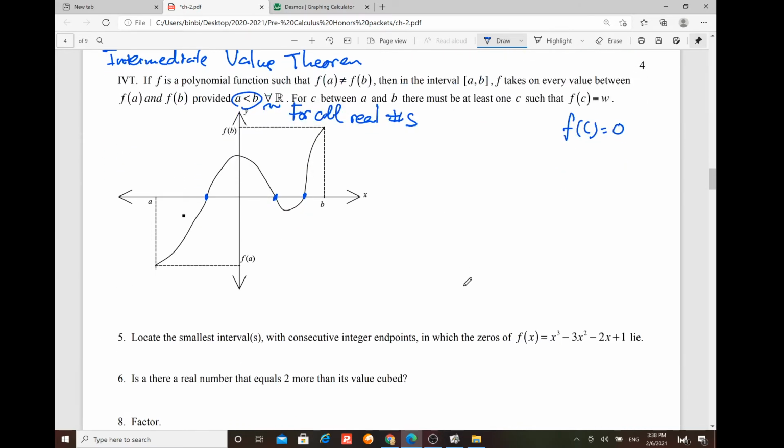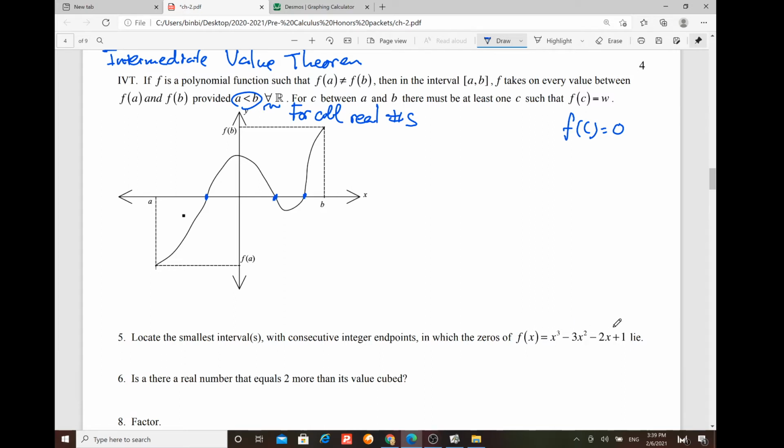So now let's do one example, something that's similar to the intermediate value theorem. You want to locate the smallest interval with consecutive integer endpoints in which the zeros of f of x equals x to the third power minus 3x squared minus 2x plus 1 are located. So we just want to set up the intervals for the value of c.